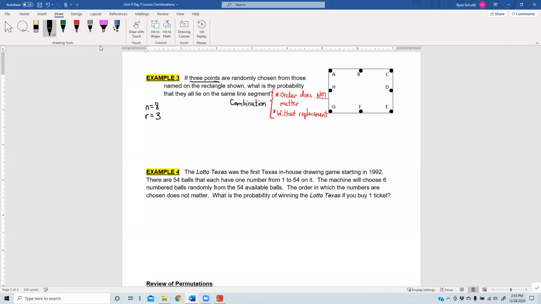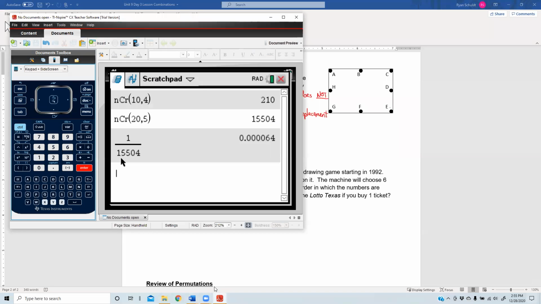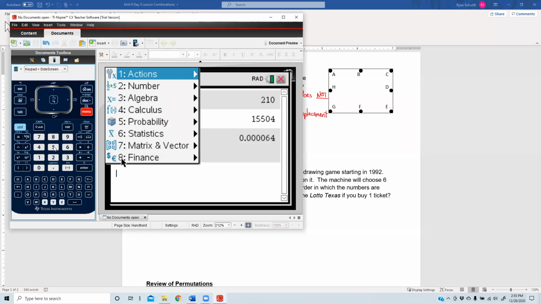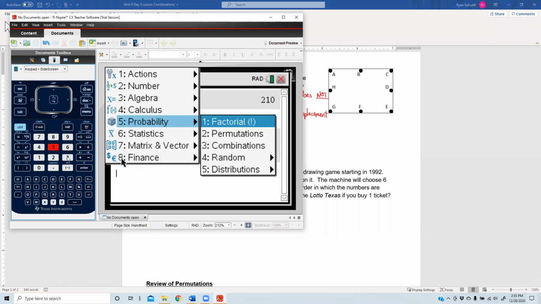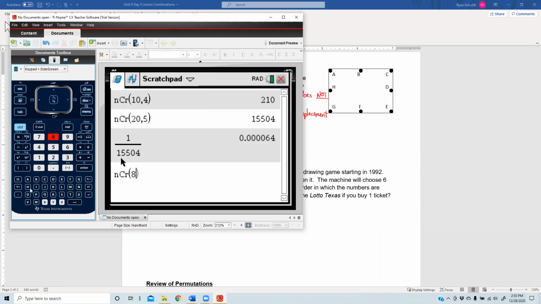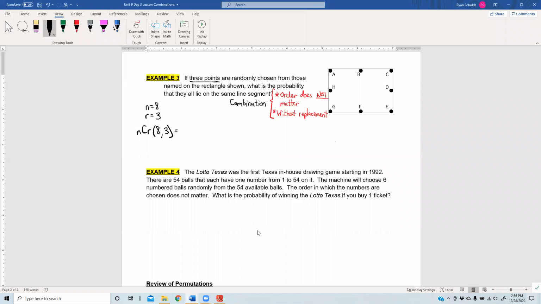Okay, so let's just keep this as simple as possible. This is a combination. We can do it in the calculator. nCr, 8, 3. Menu, 5, 3, and do an 8, a comma, and then a 3. And let's see, they tell us that's 56. Okay, fair enough. So there's 56 possible.